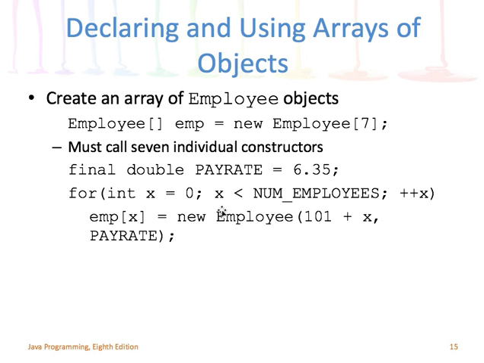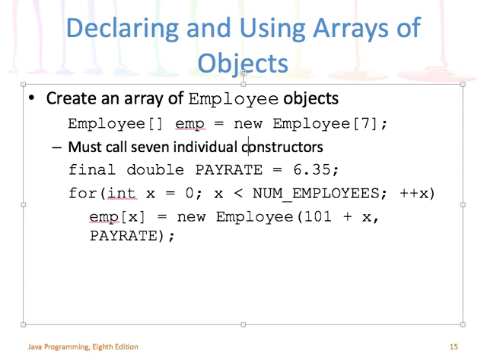All right, create an array of employee objects. So we have employee, EMP, call whatever you want to call it, equals new employee, 7. Must call 7 individual constructors. So final double pay rate is 635. We're saying that for int x equals 0, so we know it starts off as 0. And we're saying if x is less than the number of employees, whatever that number is, add plus plus x, which means this number will increase to 1. So employee x equals new employee 101 plus x pay rate.